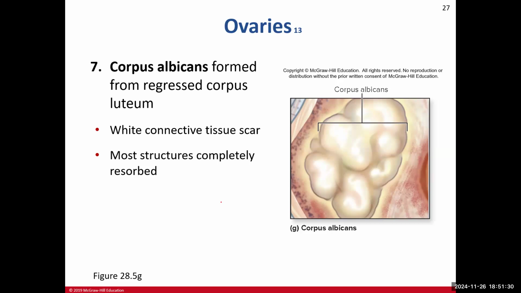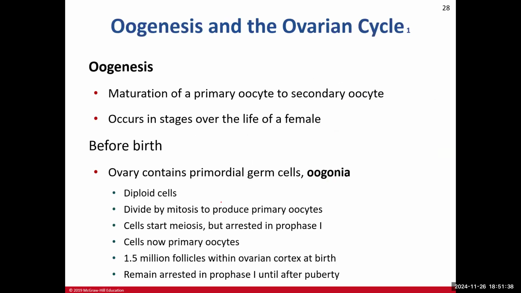And so we'll actually see how at one point it becomes its own little endocrine gland there. All right, so that's it for the follicles. Now we're going to get into the ovarian cycle. There's a couple different cycles that we're going to discuss here for the female anatomy, and the ovarian cycle is going to be the first.